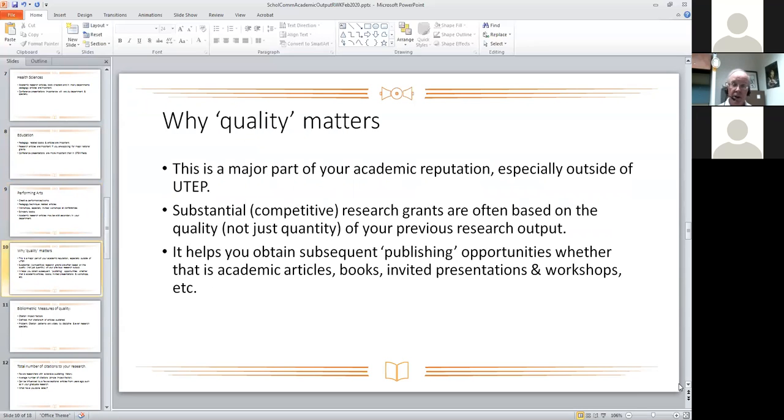Now, why does quality matter? It's a major part of your academic reputation, especially outside of UTEP. It is also part of your department's academic reputation. Substantial competitive research grants are often based on the quality, not just the quantity of your previous research output. And something you should be aware of if you're going to apply for national grants.